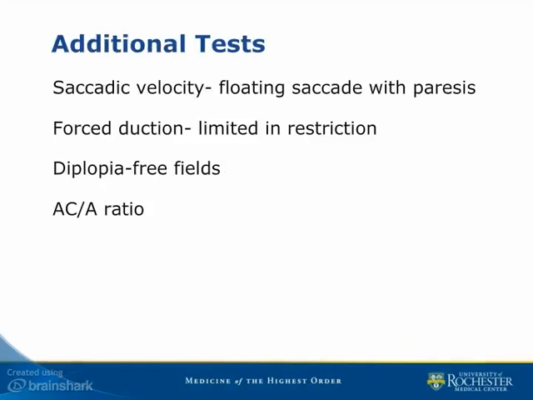There are a few other tests that you can employ for specific problems in the office. Saccadic velocity can be used to look for floating saccades with muscle paresis. Forced duction testing can be done to look at limitations due to restrictions. You can do a diplopia free field, so you put the patient in a Goldmann visual field with both eyes open and determine what area they have single vision versus double vision. And lastly, AC/A ratio can be useful in patients who have esotropias.